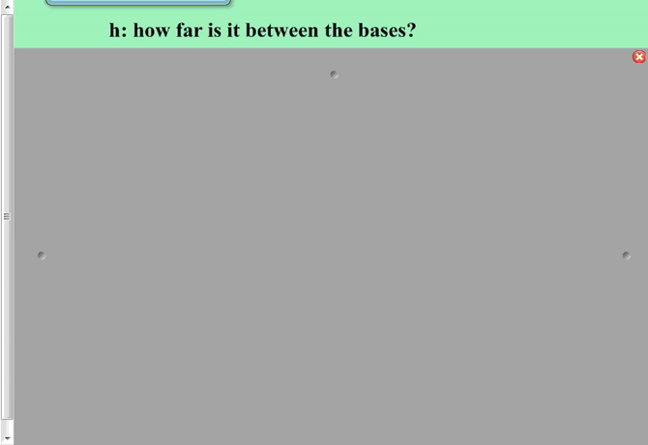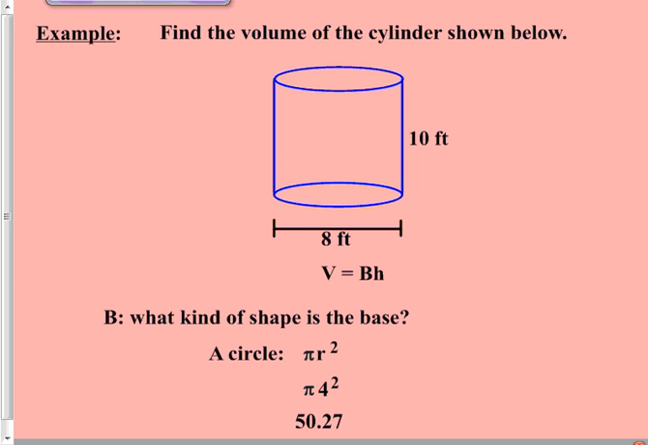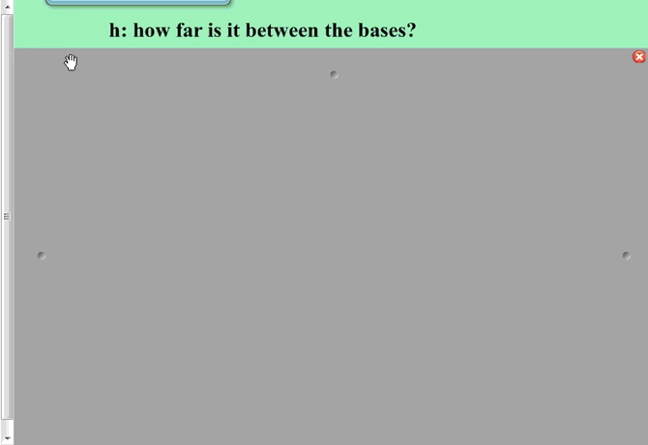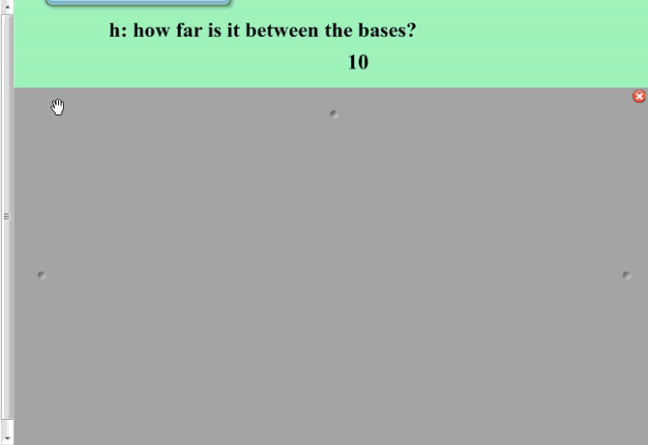Okay, looking at h, we need to know how far is it between the two circular bases. Well, looking back at the diagram, once again, it was provided for us. If it wasn't provided, we would use one of our old tricks, build a right triangle somewhere and see if we couldn't use Pythagorean theorem or something to help us find it. But in this case, the two circular bases are obviously 10 feet apart from each other, so h is 10.